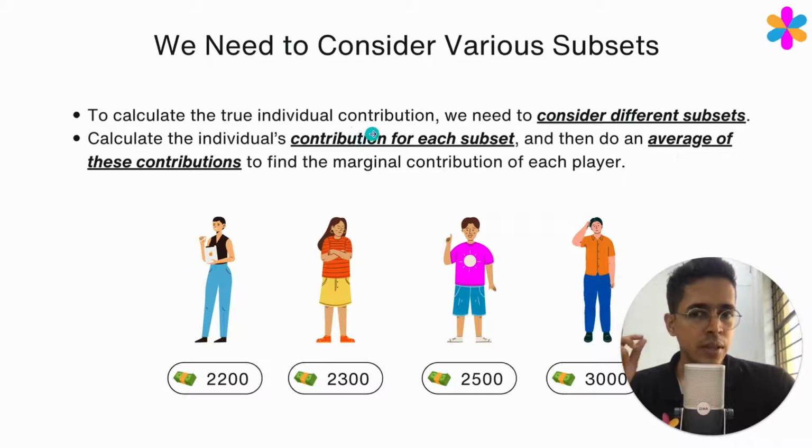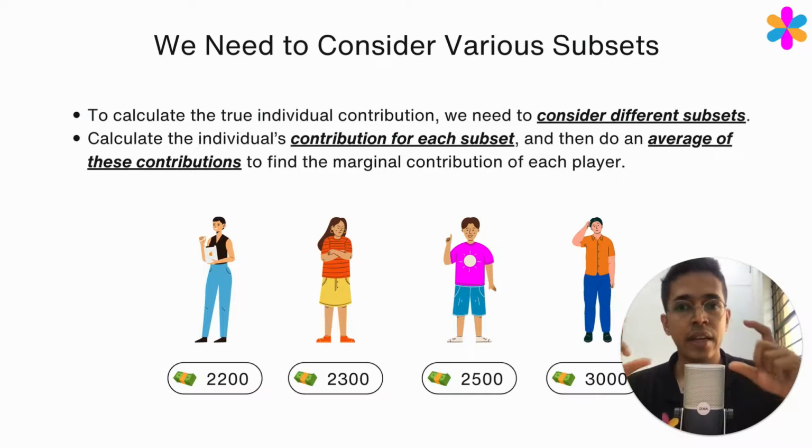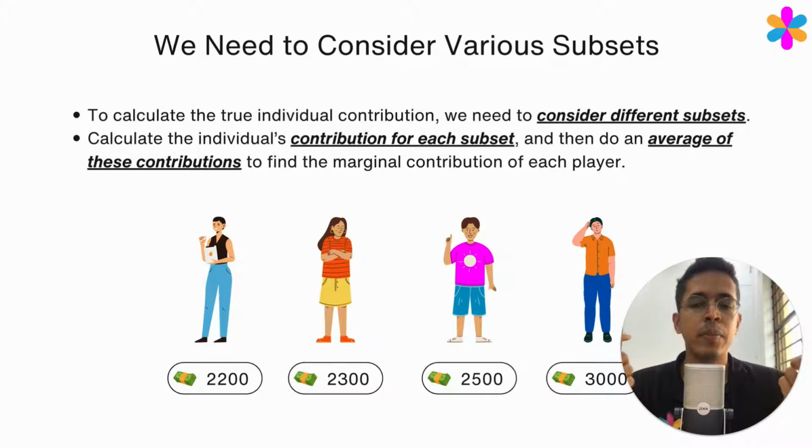So in summary, to calculate the true individual contribution, we have to consider different subsets. In this case, we are looking at different subsets of teams. First calculate the individual's contribution in each subset, and then take an average of these contributions. That will give us an estimate of the marginal contribution of each player. And this will help us distribute the money more evenly, because now there is a certain process in place. There is a certain algorithm that we are following to determine how much money each person actually deserves.